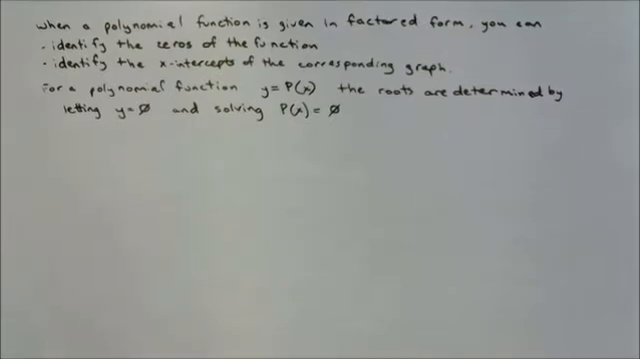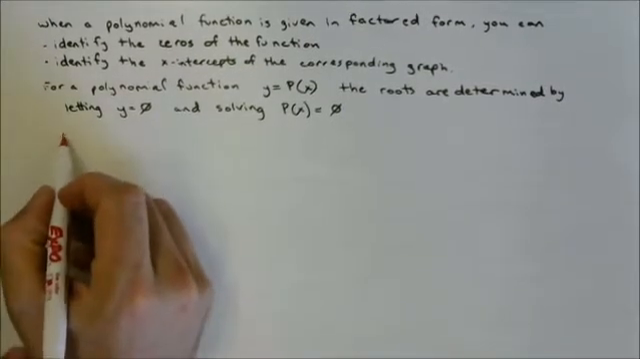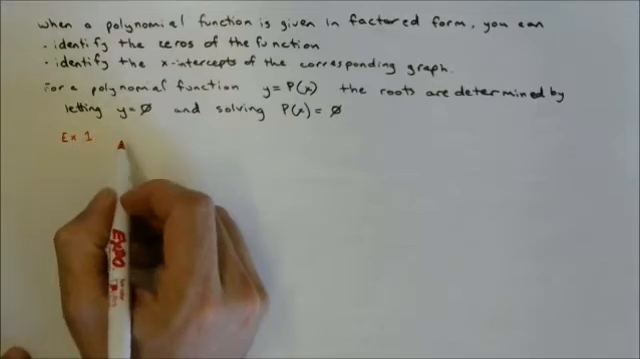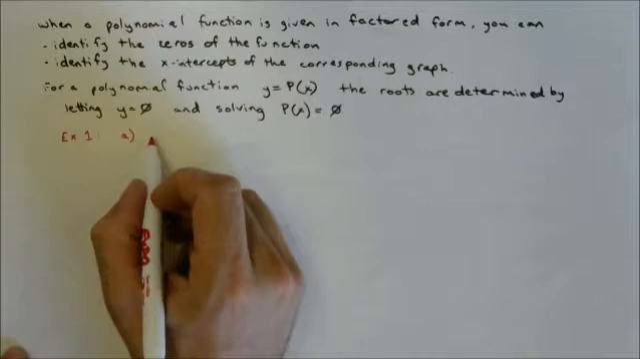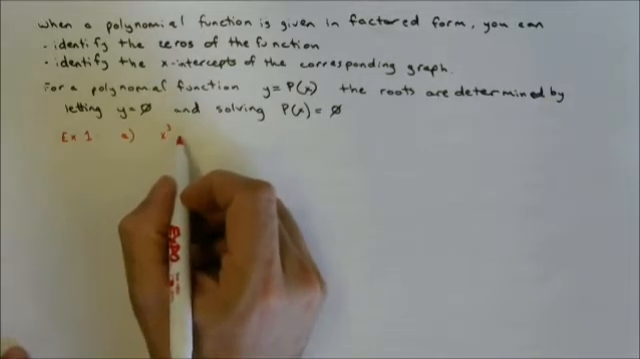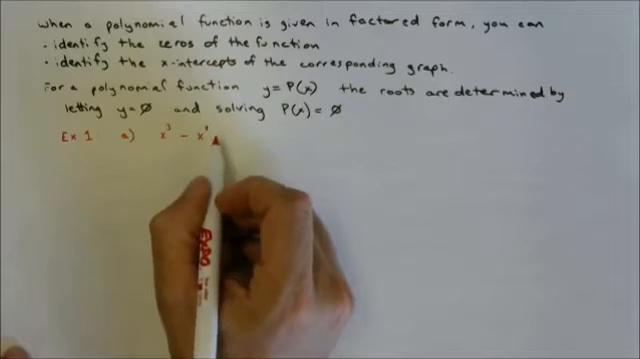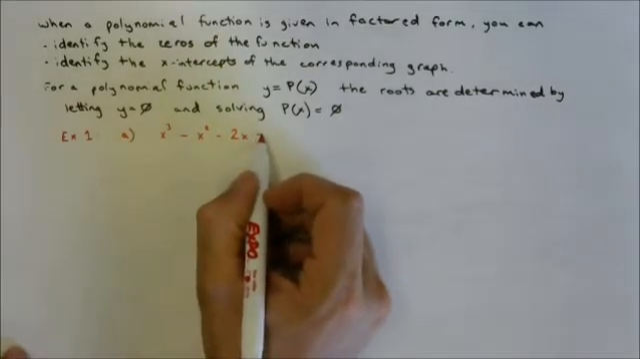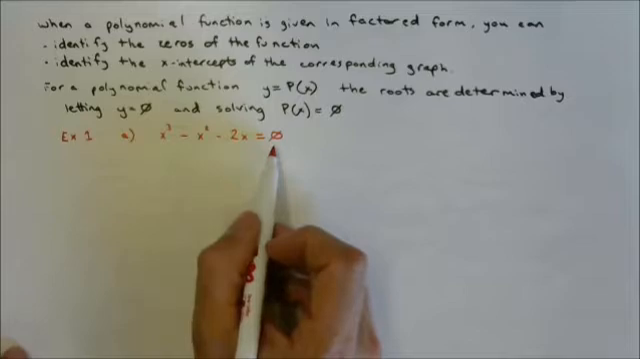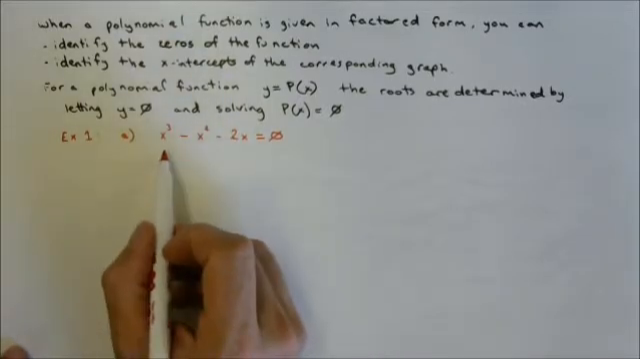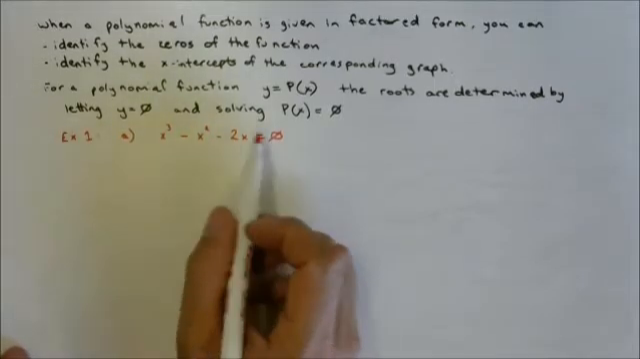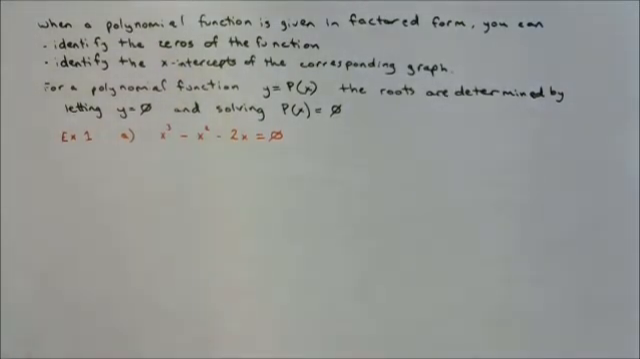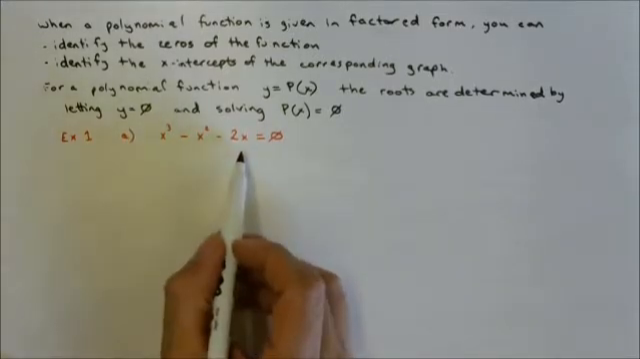All right, example 1, solve polynomial equations by factoring. Example 1, in A, we are given the polynomial equation x cubed minus x squared minus 2x equals 0. So it's already set equal to 0. So in solving for x, we're going to be finding the values of x that make this statement true. In order to do that, we're going to be factoring. So step one, do you see anything that we can factor from every term on the left?